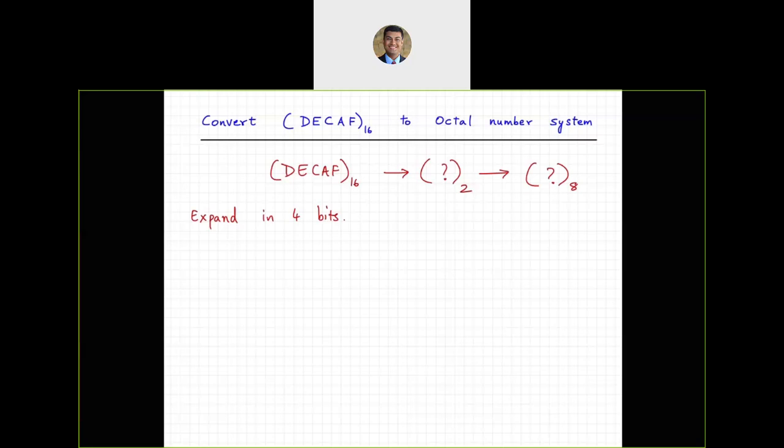D. Well, let me start with F. F is 1111. A is 10. C is 12. E is 14. D should be 13. So that's in the binary number system. Next, so we got this.